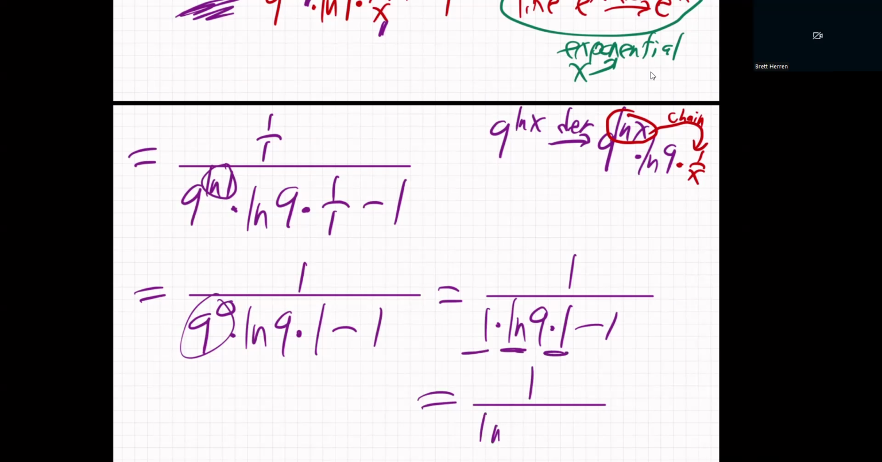Let me make that better. Heck, let me even put parentheses there. Natural log of 9 minus 1. There's our answer. You can type it in just like that. If they want an exact answer, not a decimal, type it in just like that.